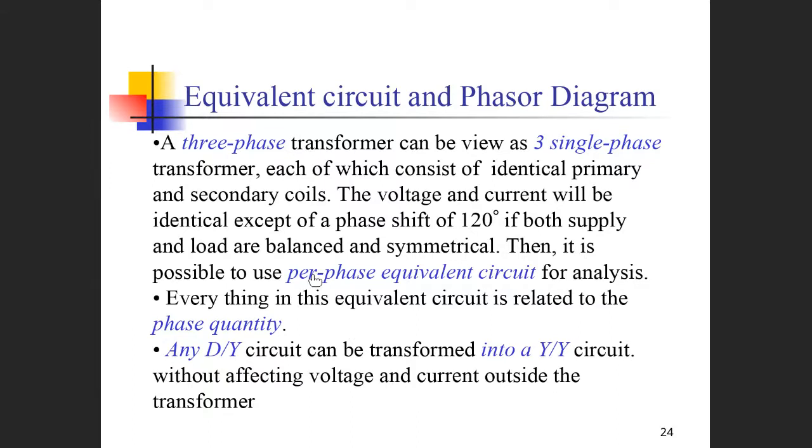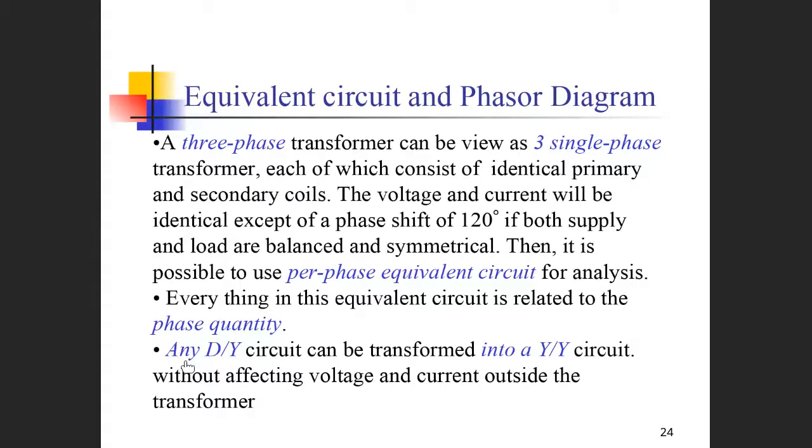So in the per-phase equivalent circuit, everything is related to the phase quantity, not the line quantity: phase current, phase voltage, phase power, phase impedance. So all are per-phase values. That's the meaning of it. When we describe an equivalent circuit, the values given in the equivalent circuit are the per-phase quantities.